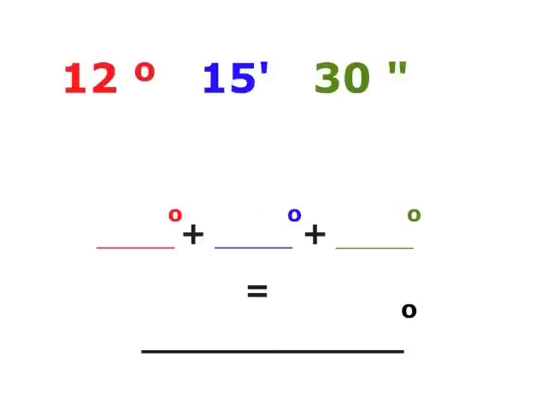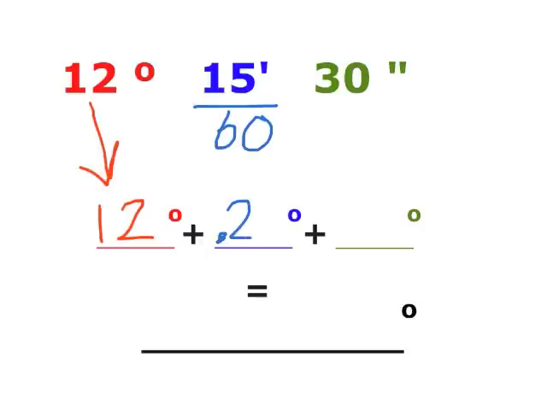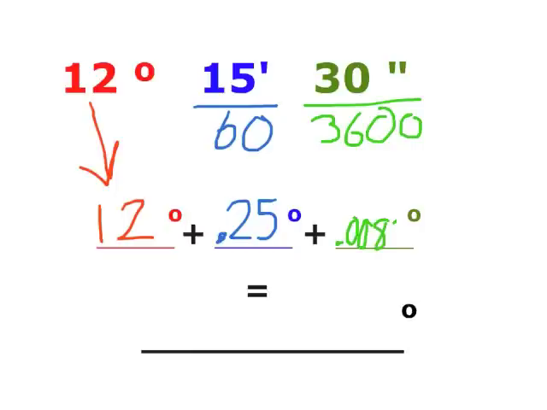Let's work through a simple example. Remember, the degrees portion will simply drop down unchanged because it was already in degrees. To convert the 15 minutes into degrees, we divide by 60, which gives us 0.25 degrees. To convert the 30 seconds into degrees, we divide by 3,600, which gives us 0.0083 degrees. Now we simply add all three values together, giving us 12.2583 degrees.